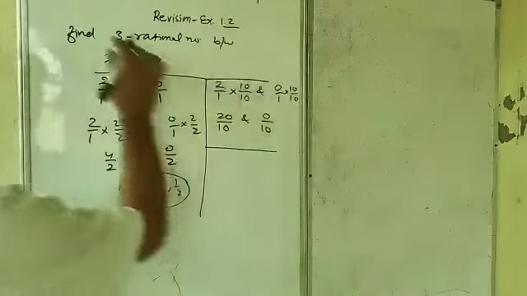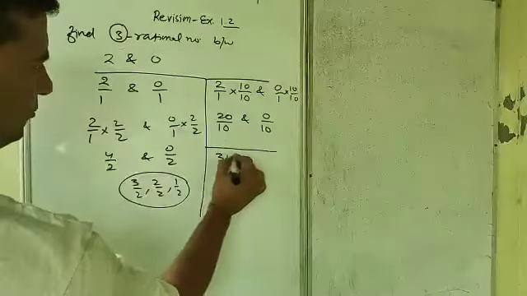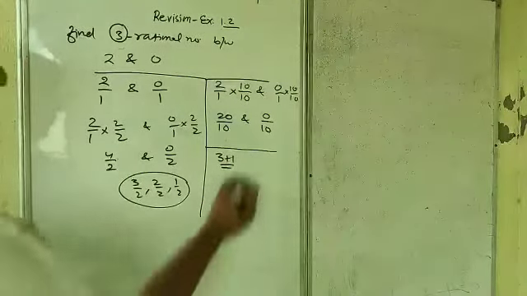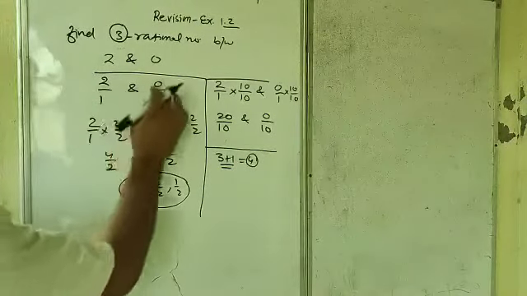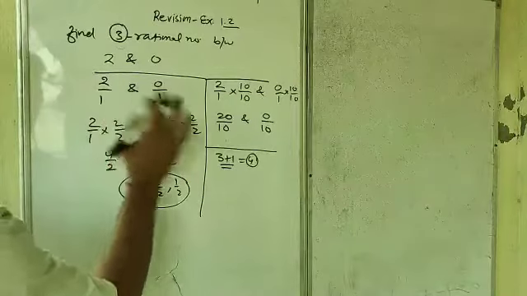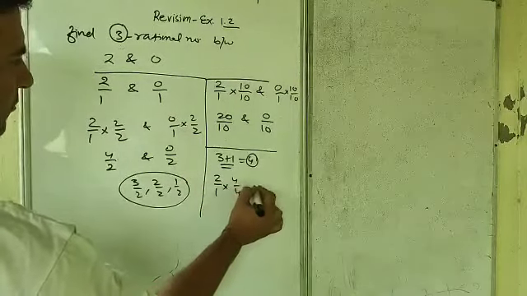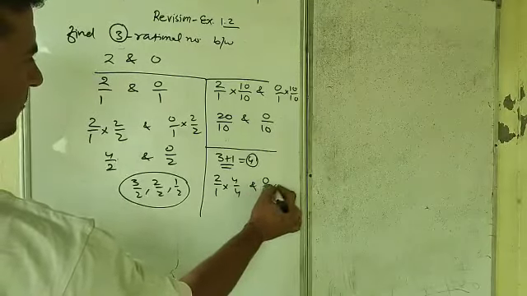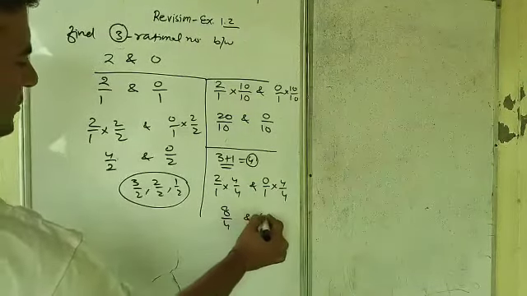Now, we have to find three rational numbers. So add 1 to it. 3 plus 1 is 4. So multiply by 4 to both the numerator and denominator of both the rational numbers. So 2 by 1 multiplied by 4, divided by 4, and 0 by 1 multiplied by 4, divided by 4, gives 8 by 4 and 0 by 4.